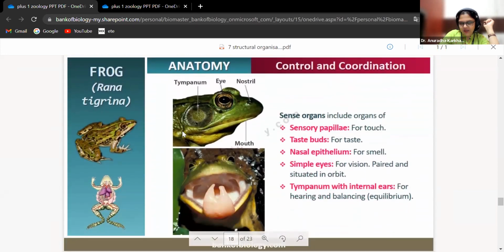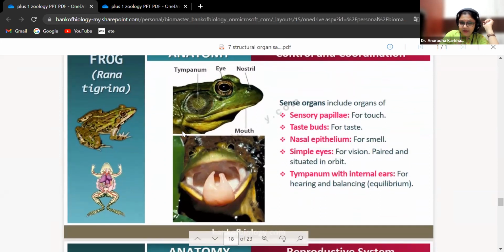Look at the sense organs. In this diagram, the bifid tongue is seen very well. Sensory organs include sensory papillae for touch, taste buds for taste, nasal epithelium for smell, simple eyes for vision. They don't have compound eyes. Cockroaches were having compound eyes. Earthworm were having no eyes, and frogs are having simple eyes for vision, paired and situated in the orbits. Tympanum with internal ears for hearing and balancing.